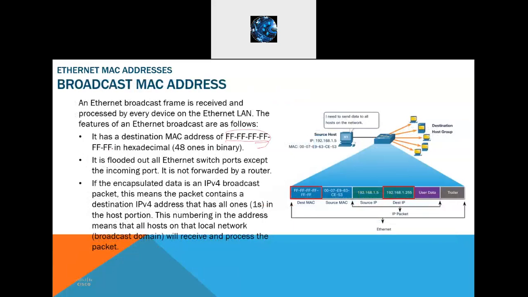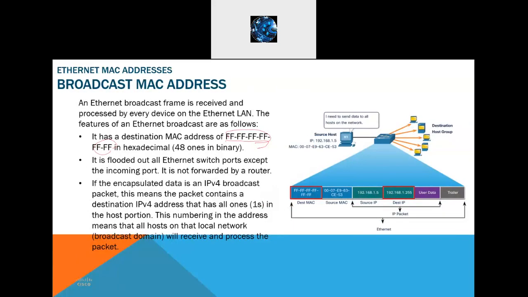F, then FFF. That is a broadcast MAC address. So it simply means I want to talk to somebody. Let's say I want to send a message to Faith. I have your IP address, but I don't have your MAC address. So what will I do?